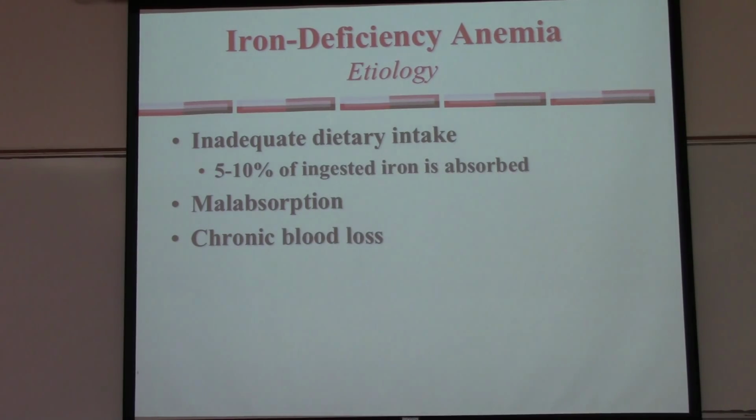Does anyone know where iron absorption occurs? In the duodenum, very good. It happens in the duodenum and the upper jejunum. So any surgery that removes that or bypasses that is likely to produce an iron deficiency anemia.